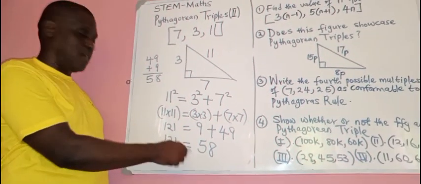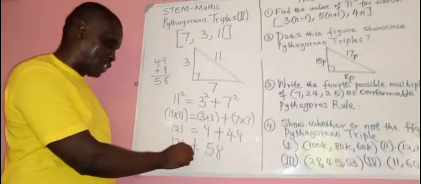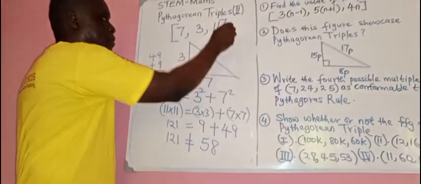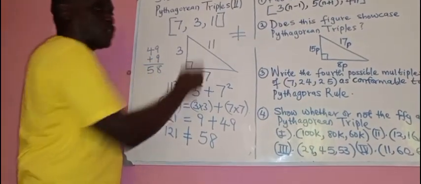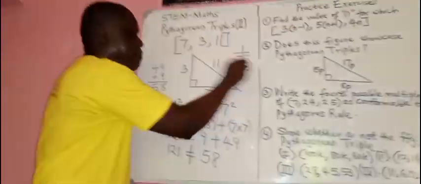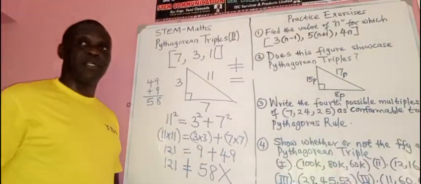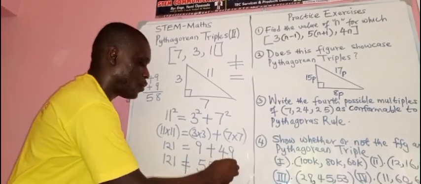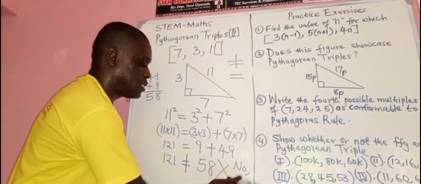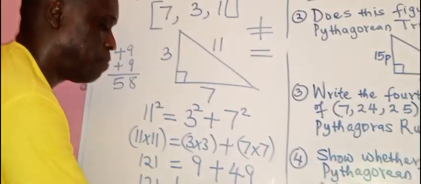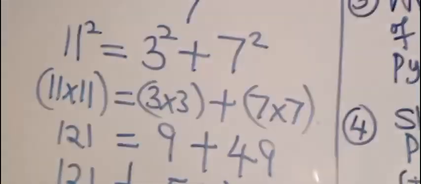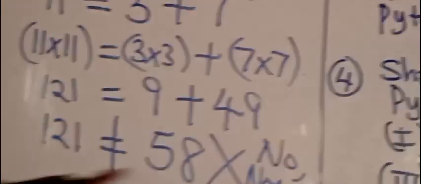Are they the same? So that means you do like this. It means not equal to. This symbol means not equal to. This symbol means equal to. So it means that this one is not a Pythagorean what? Triple. You say no. Not a Pythagorean triple, because they are not the same.